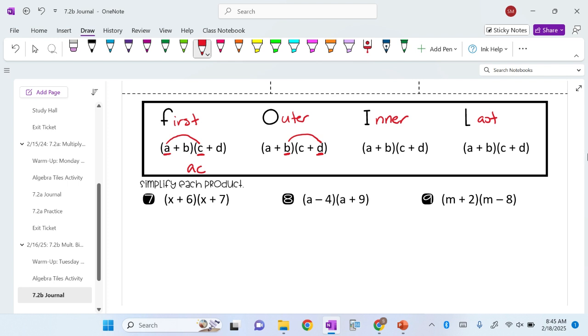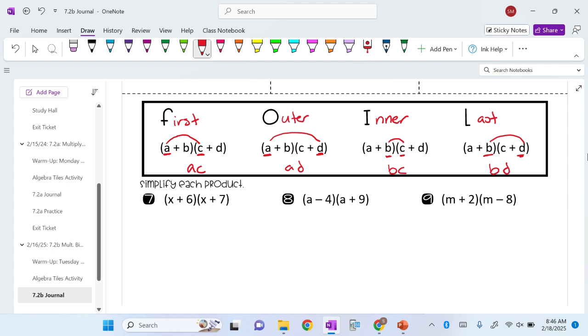So those are the last ones. Nope. The outer terms are the ones on the very ends. They're not next to each other. So that would be AD. Then you would multiply the two inner terms. So the ones that are directly next to each other but are not in the same parentheses. That would be BC. And then the last two terms of each polynomial. That would be BD. And then same thing with box method. You just add them up, combine like terms.